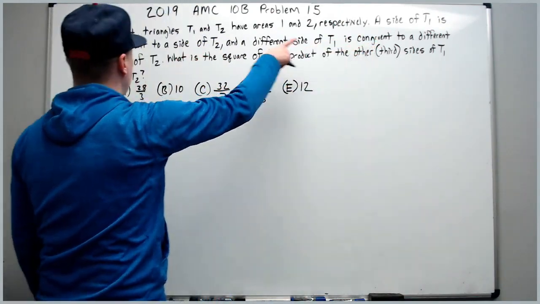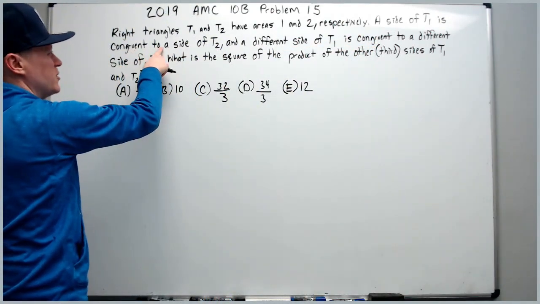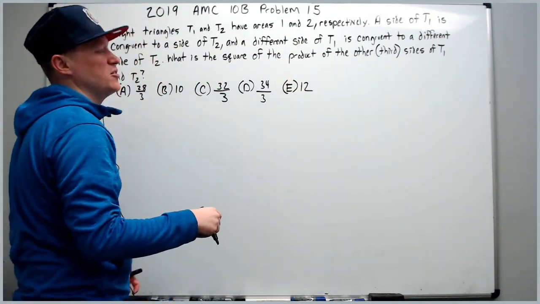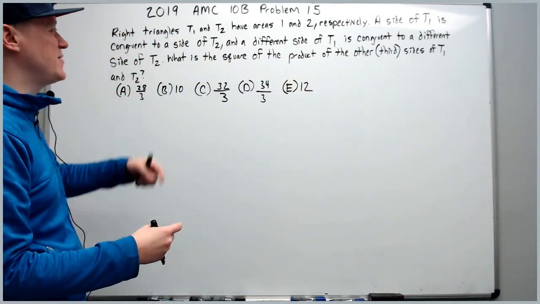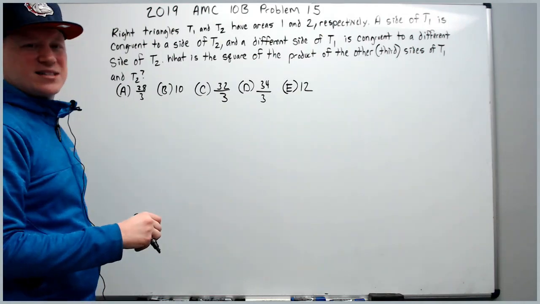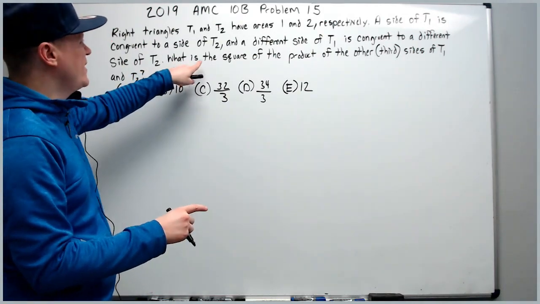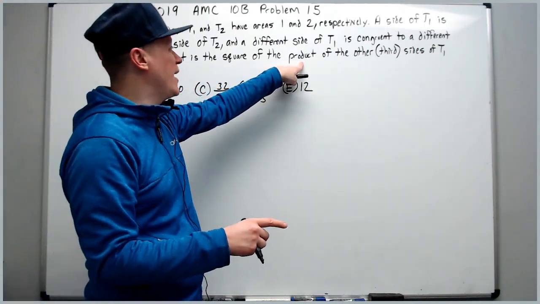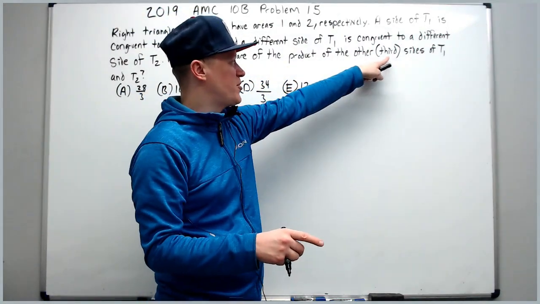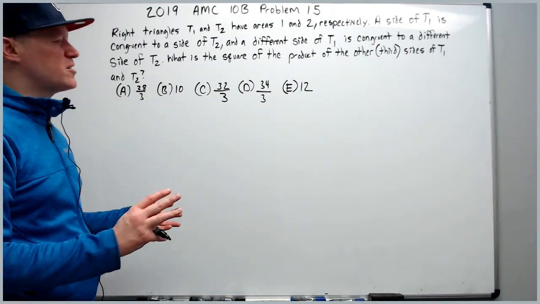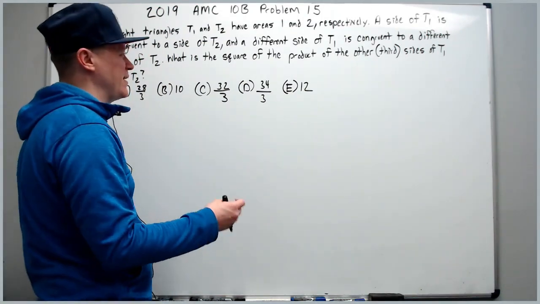A side of T1 is congruent to a side of T2, and a different side of T1 is congruent to a different side of T2. Notice they don't say legs, so don't get hung up on that. What is the square of the product of the other, which is the third sides of T1 and T2? It's kind of almost overwhelming a little bit to think about this.